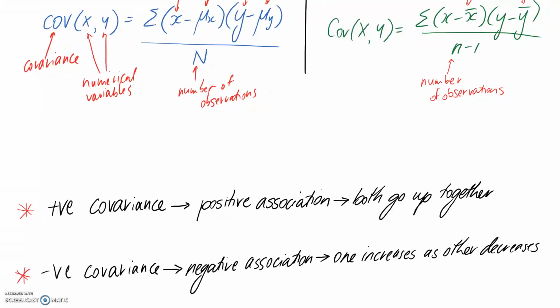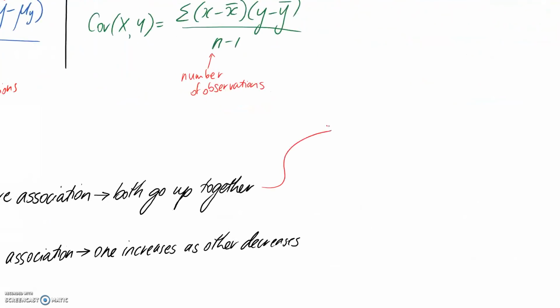So let's have a quick look at what this might look like in terms of a graph. So if we have a positive value for our covariance, what we would expect is that the graph between our two variables, we'll call them x and y, the trend line should be going upwards, okay?